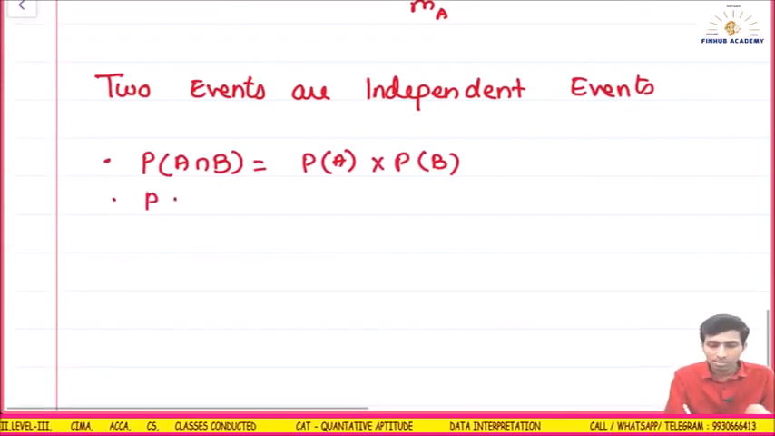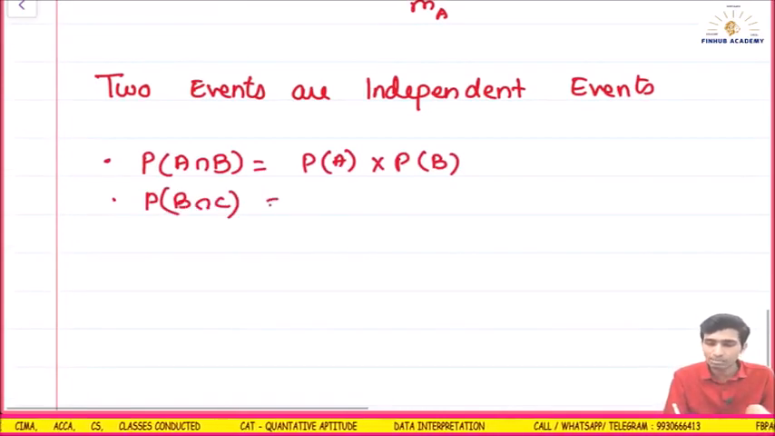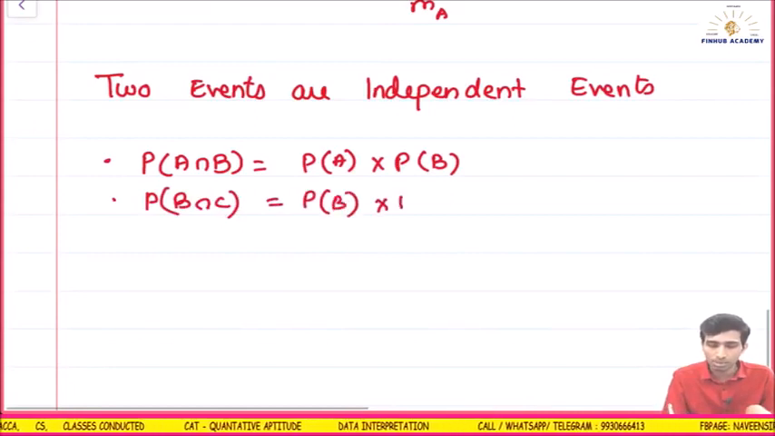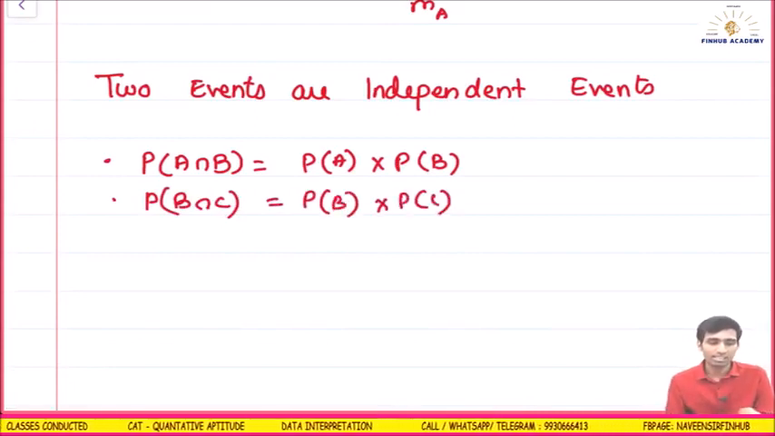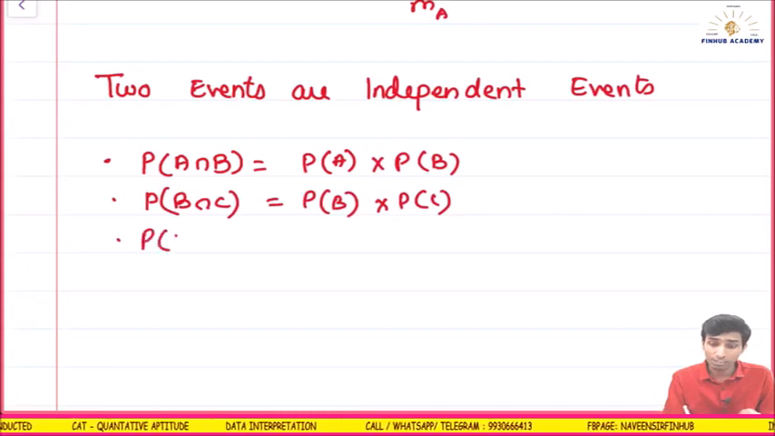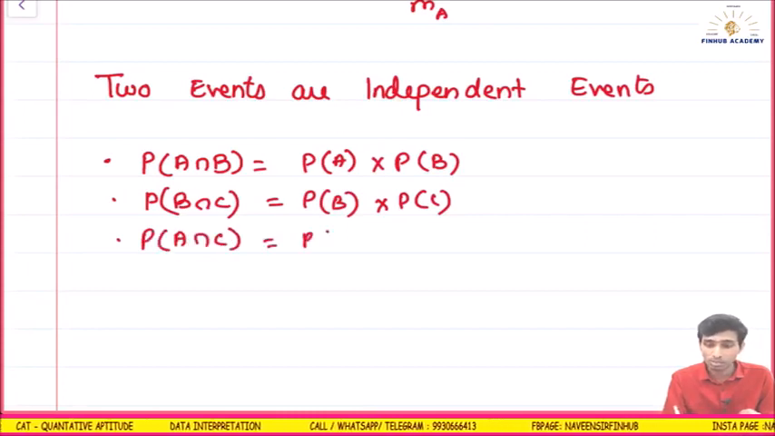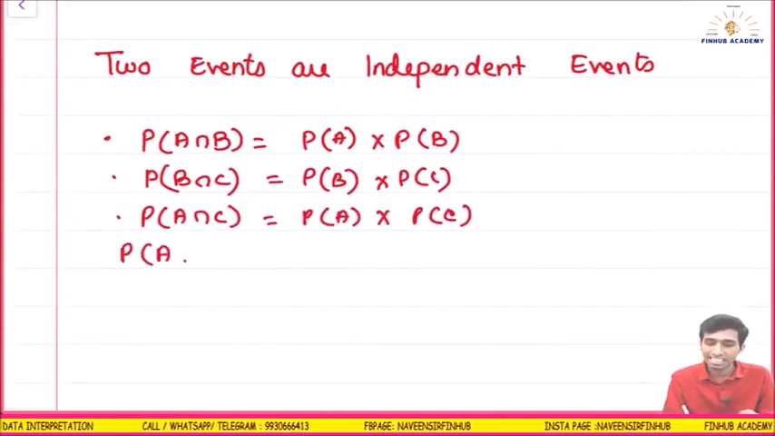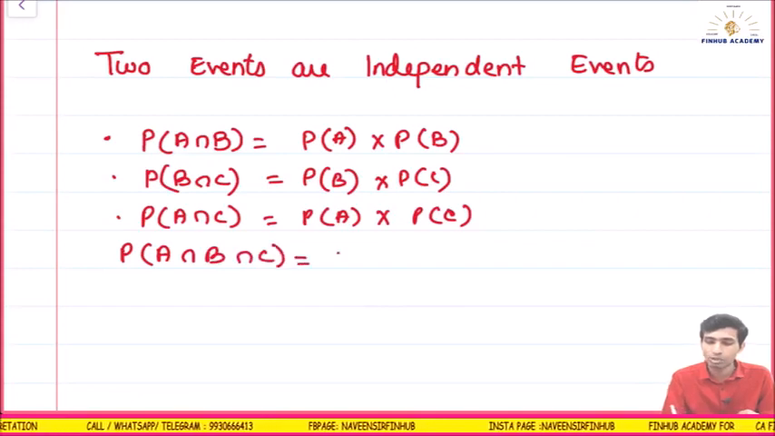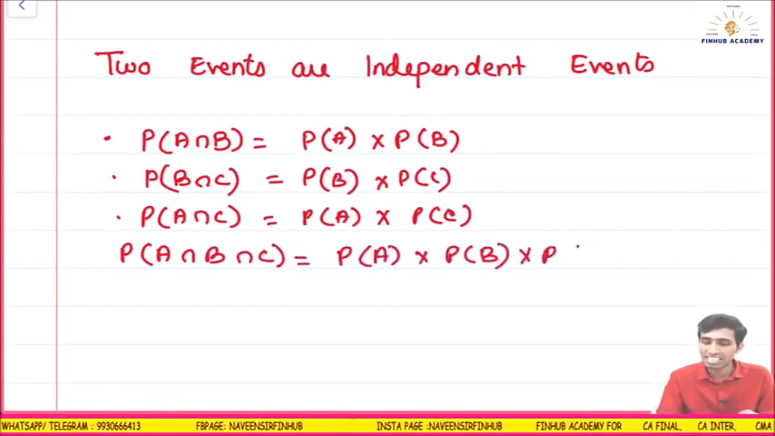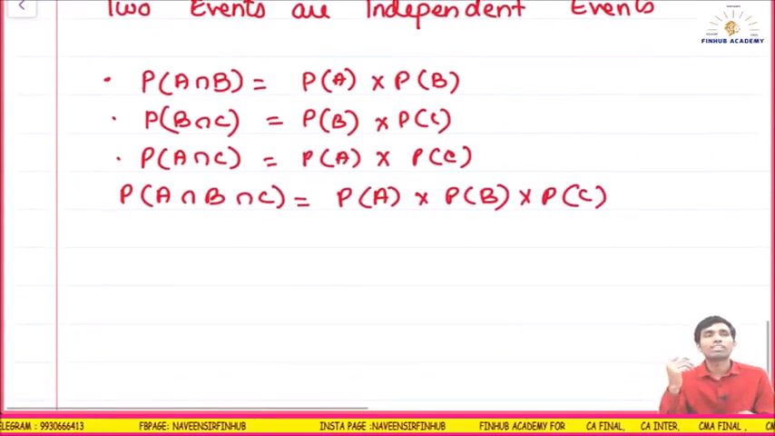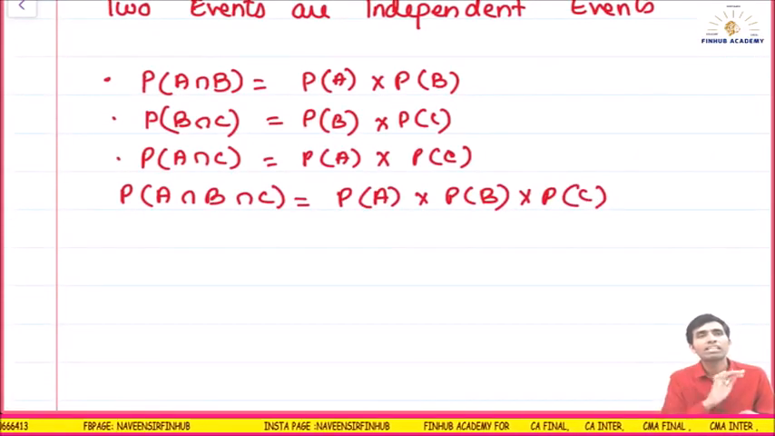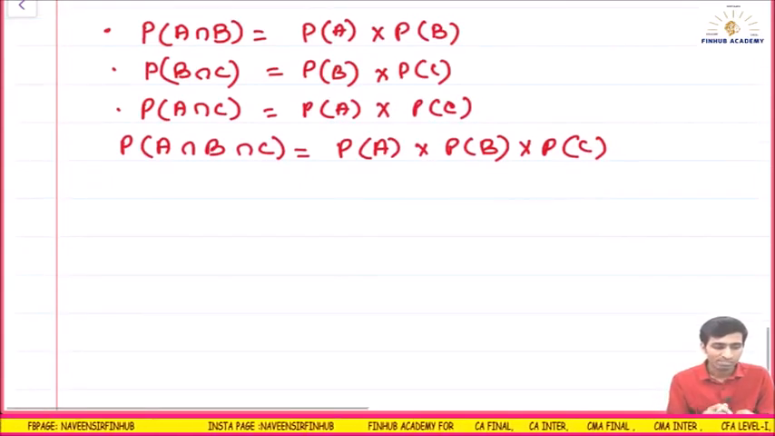Probability of B intersection C is equal to probability of B multiplied by probability of C. Understood? Like this. Probability of A intersection C is equal to probability of A into probability of C. Understood? So probability of A intersection B intersection C will be probability of A into probability of B into probability of C. I did it 3 times. Why? To get it fixed in your mind. If it is independent, then this is the formula, right?